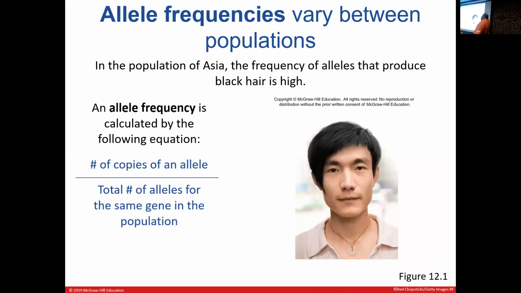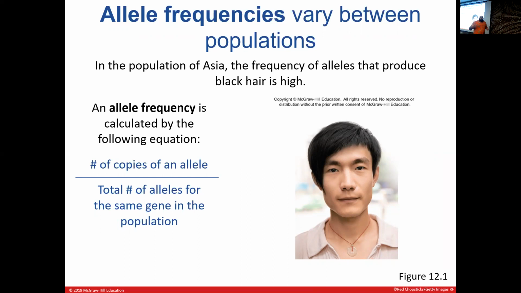Now, these allele frequencies can vary pretty strongly depending on population. So here in humans, for instance in Asia, the frequency of alleles that produce black hair is a lot higher than it is in a lot of other places on Earth. This allele frequency that we're going to be calculating would be based off of the number of copies of an allele versus the total number of alleles for the same gene in the population.